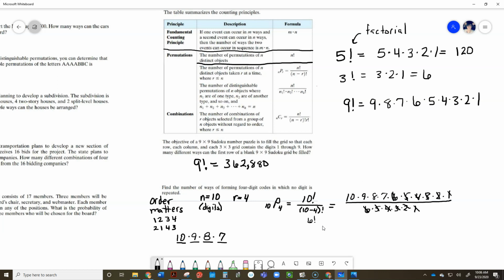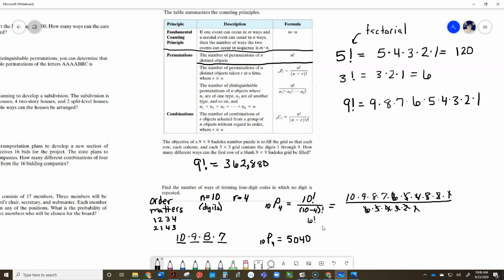So this formula, this is how it works if you do it by hand. Do you have to do it by hand? Absolutely not. Let's go ahead and get the answer to 10 choose 4 permutation. 10 times 9 times 8 times 7. That's 5,040.